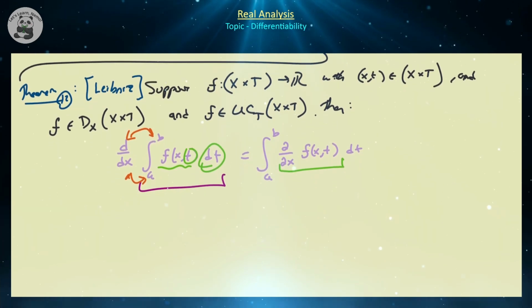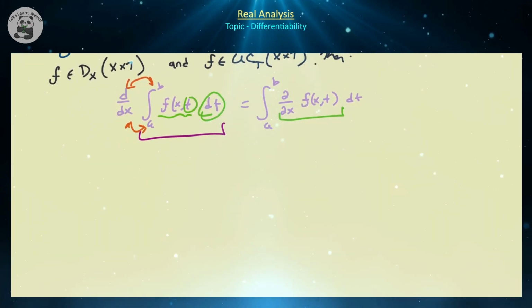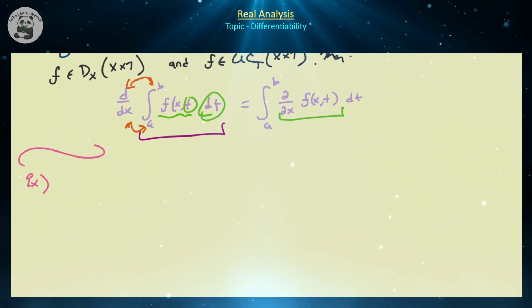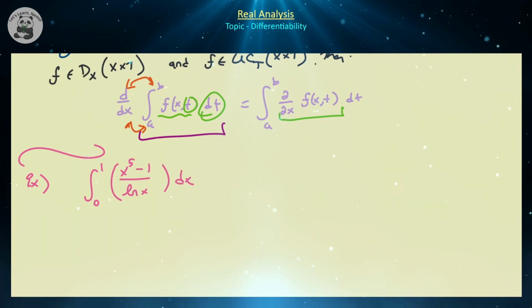So let's actually do a nice little computation example of this to show you how the Leibniz rule can actually work. So let's assume that somebody asks you, find the integral from 0 to 1 of (x to the power of 5 minus 1) divided by the natural log of x, dx. And let's call this integral star for now, because this is going to be our goal. So if you want to try this integral on your own blindly, feel free to do so. Else, let's see how we're going to do this.